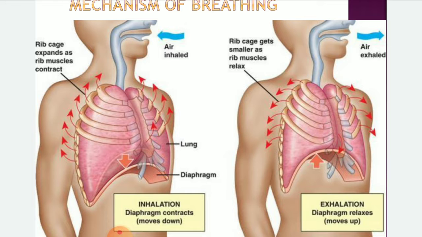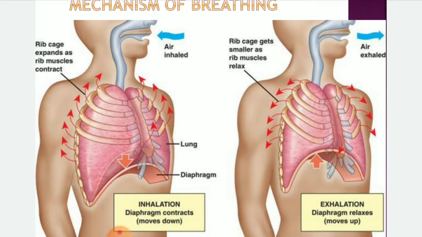Okay, and when the ribs are pulled outward, the space within the thoracic cavity is going to increase. The lower part of the breastbone, that is the sternum, is going to rise. Okay, so what are the changes?